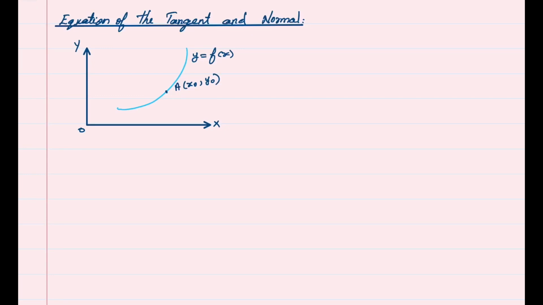Now we will see how to find the equations of tangent and normal. Let us consider the given curve y equal to f of x, and A is the given point. Let us take the point of contact as x0, y0, and this is the tangent to the curve drawn at the point A. So given the equation of the curve y equal to f of x, we will differentiate and find dy by dx, and we can find dy by dx at the given point x0, y0, which is f dash of x0. That becomes the slope of the tangent.